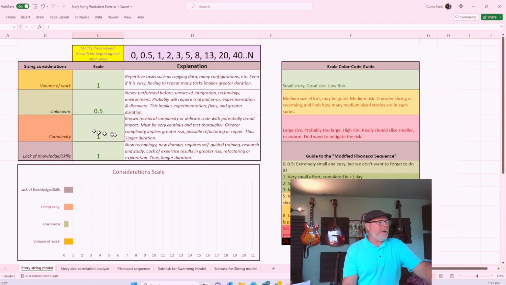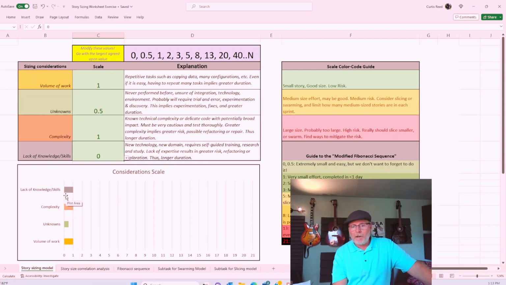How about complexity? Not very complex in this story. All right, and lack of knowledge and skills? No, we've done it all. Okay, good. So you can see it actually creates a nice little visual right here. This is a nice 1-point story, considering the volume, unknowns, complexity, and the knowledge and skills.